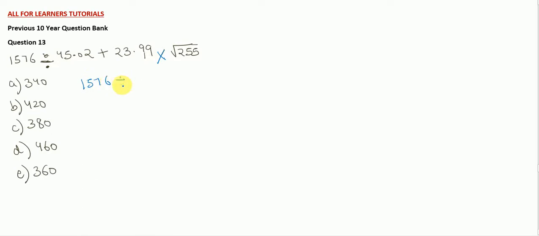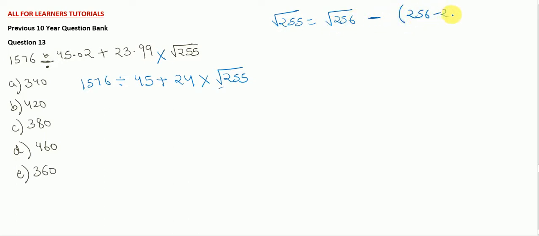1576 divided by 45.02, we can easily write it as 45, plus 23.9, we can easily write it as 24 into under root 255. Again, we have got our square root. Okay, now apply the square root trick. Nearest perfect square is 256. So just write it here. This is smaller than this, so just a negative sign will come. Take the difference. Okay, and upon 2 into under root the chosen number.